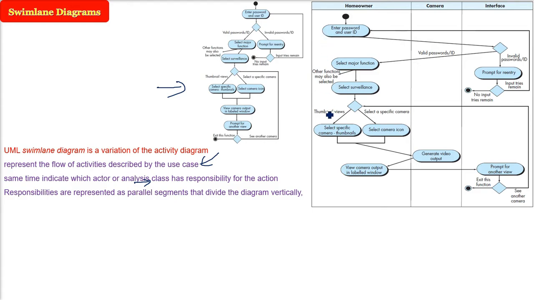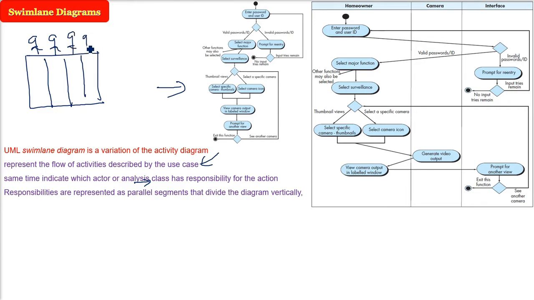I'll show you. Now, if you are into swimming, you know there are lanes. These are the parallel segments that we have divided in the diagram vertically. These are different swim lanes, and each swim lane represents a class or an actor. So the responsibility of each class is shown here: homeowner, camera, interface. This is like the lanes in a swimming pool.